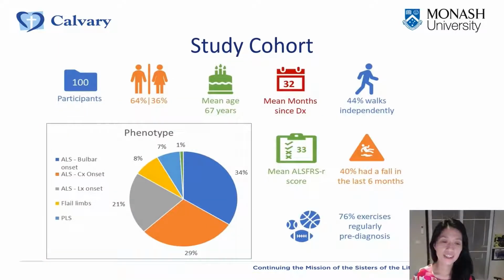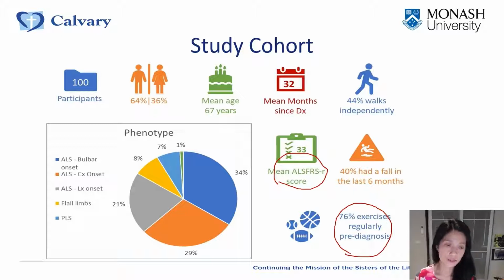So here you see a snapshot of our participant characteristics, and I just want to point out a few things. First of all, the mean ALS-FRS score was 33, and this represents someone who is moderately affected by the ALS. Secondly, about 76% of our participants exercised regularly before diagnosis, and we think that this represents a fairly active group at baseline. And lastly, we only had 100 participants.